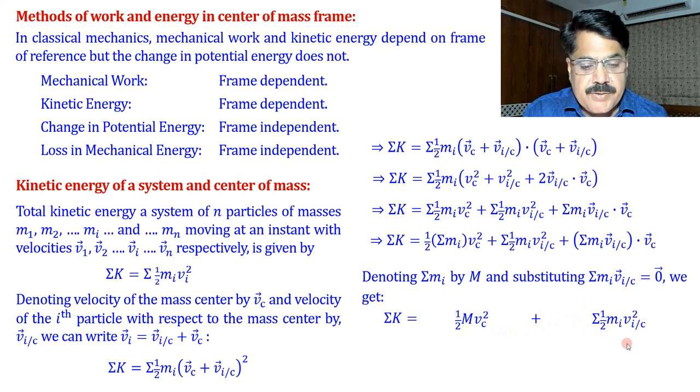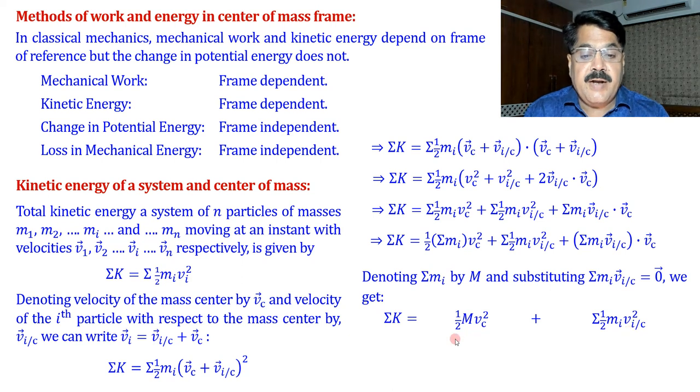Actually, if you see these two terms on the right hand side, the kinetic energy total of the system can be divided into two parts. The first part is due to motion of the mass center, that we call kinetic energy due to motion of the mass center of the system. If the mass center is not moving, this term will be 0. And this is the kinetic energy due to velocities of all the particles with respect to the mass center. So it is the kinetic energy of the system in the center of mass frame.